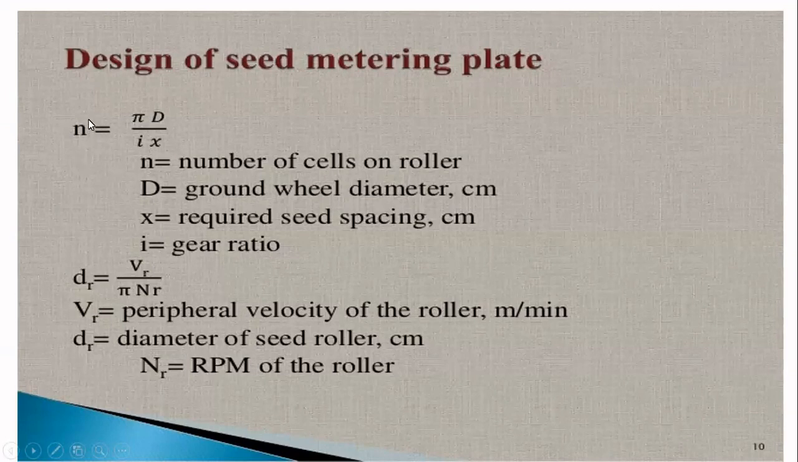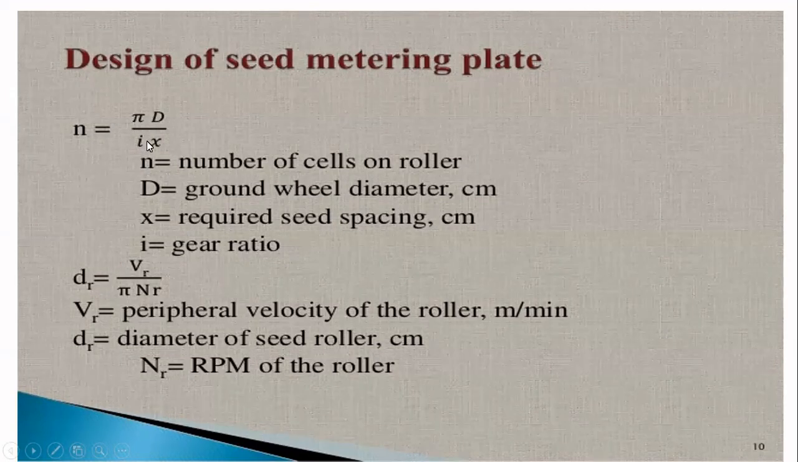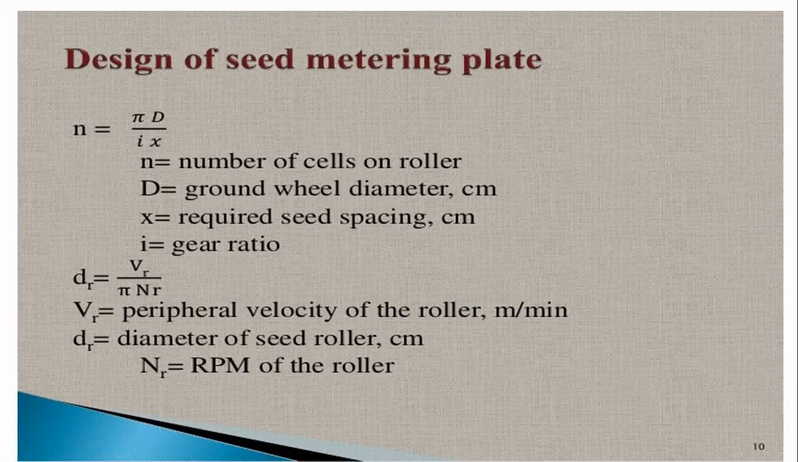Otherwise we will give you the number of cells, and surely the diameter and X, and you want to find out what gear ratio is needed. Then you put that in. Because the gear has a set of wheels: the ground wheel is only 1 wheel, and the metering device has 1 or 2 wheels.